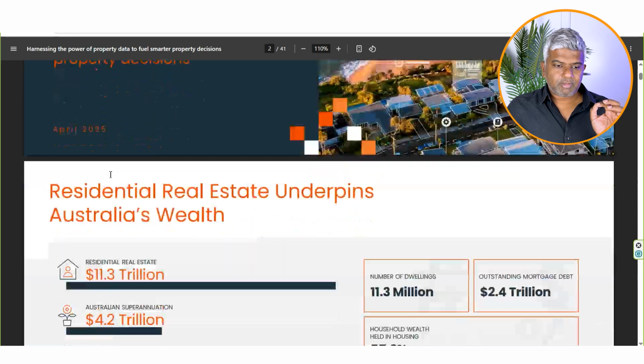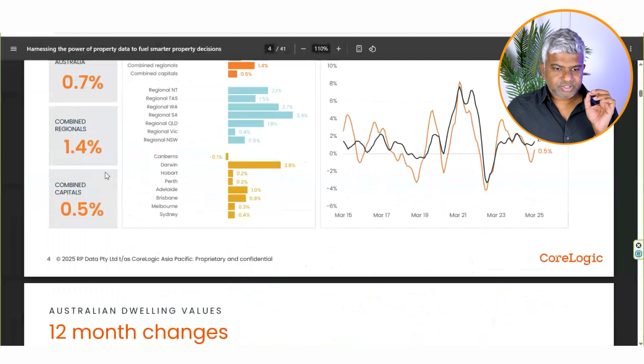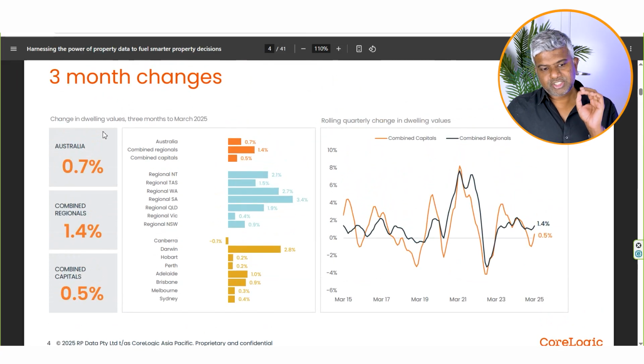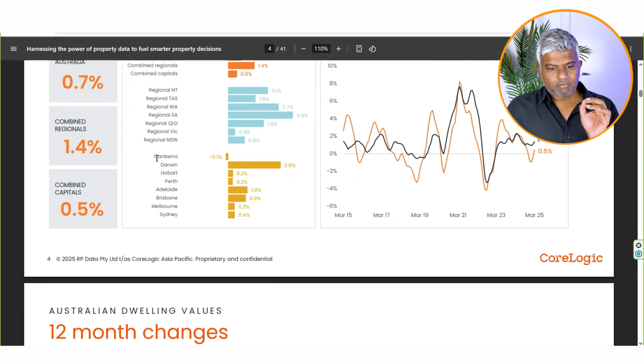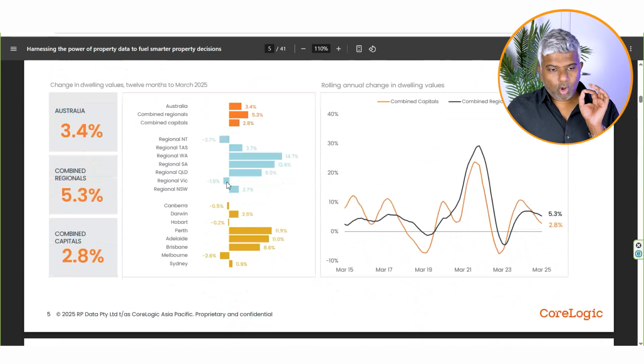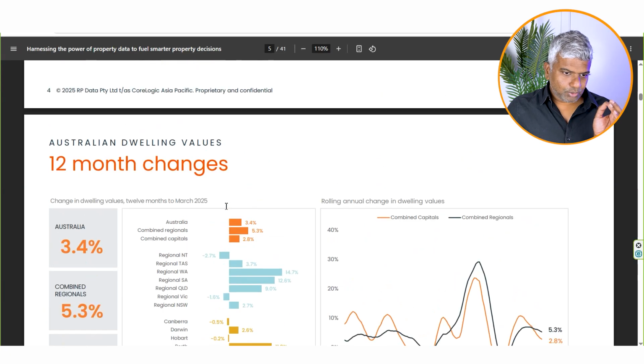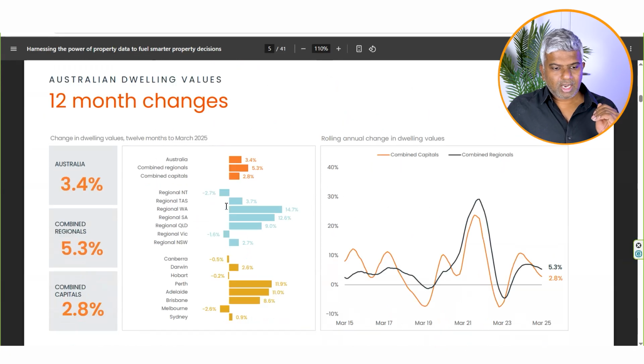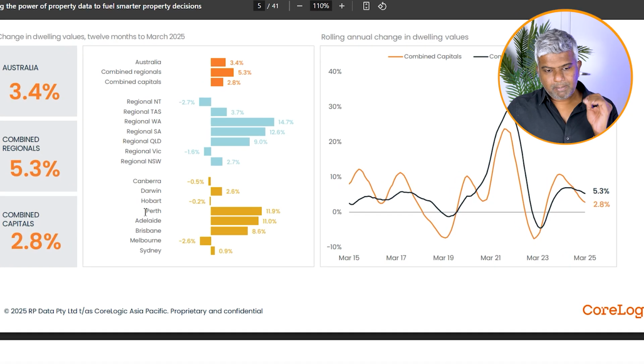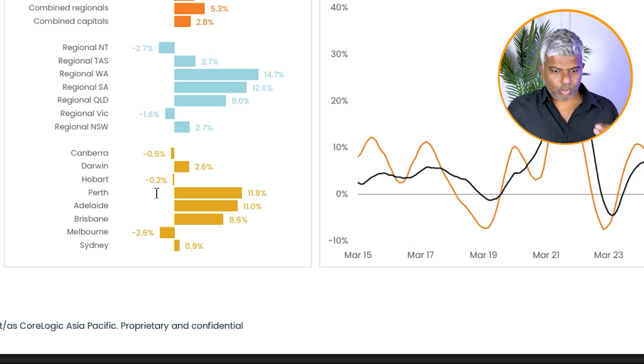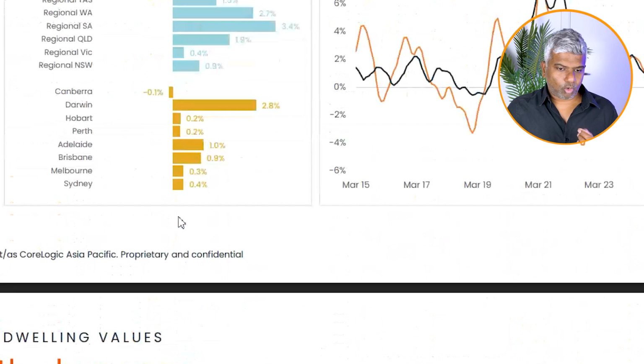Just by using this monthly housing chart pack, you can see the market movements of the major capital cities. Let's look at this one. You can see the 3-month changes for the big cities and also the 12-month changes. So what can you infer from this? If I look at the 12-month change, I can see Perth, Adelaide and Brisbane have recorded double-digit growth. Perth and Adelaide double-digit growth. Brisbane has recorded 8.6% growth.